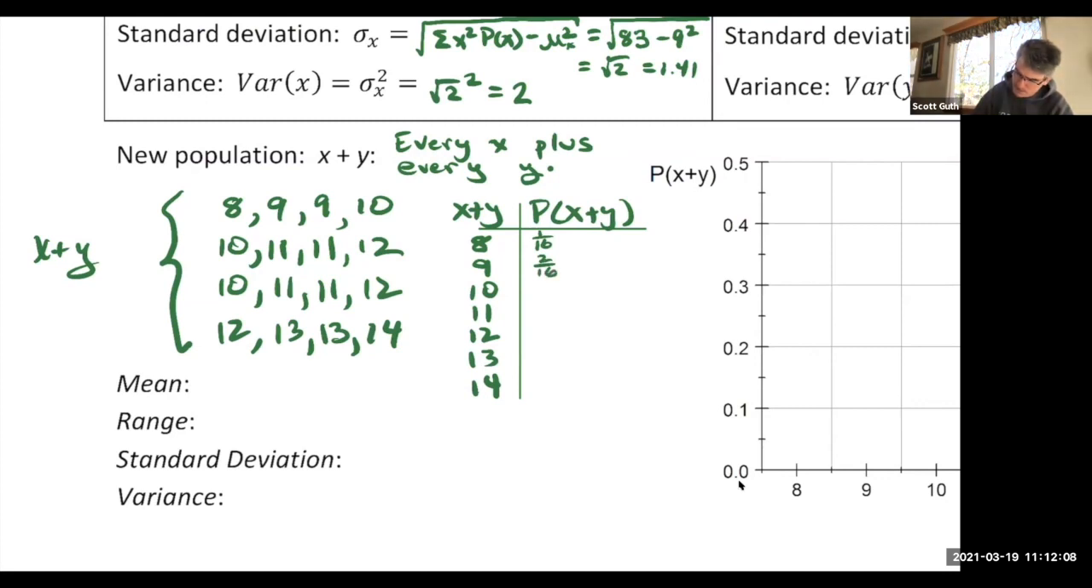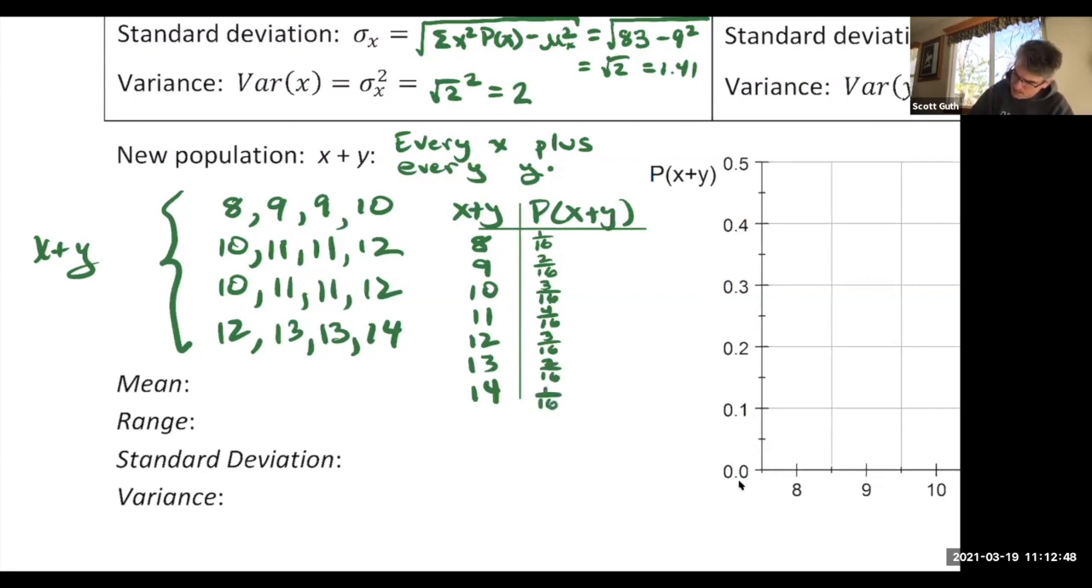The 10s, there's 3, so it's 3 out of 16. There's 4 11s, so 4 out of 16. Okay, it goes down from here. Then there's 3 12s. I'm not lined up anymore, so I'll fix that real quick. There's 2 13s, so that's 2 out of 16. And there's 1 14, so that's 1 out of 16.